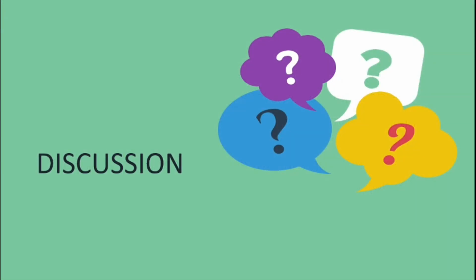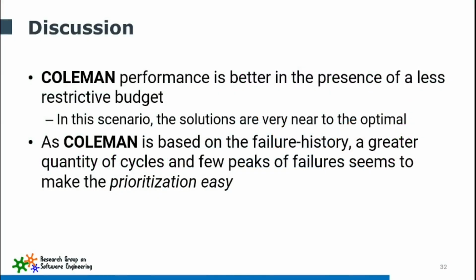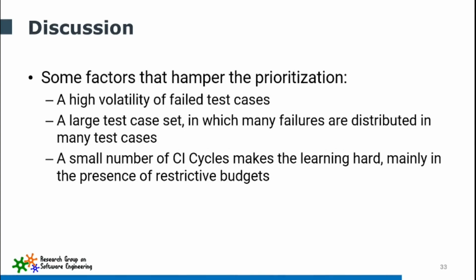Now we discuss the main findings, highlighting some research directions for COLEMAN in learning approaches. COLEMAN performance is better in the presence of a less restrictive budget, that is, in this scenario the solutions are very near to the optimal. As COLEMAN is based on the failure history, a greater quantity of cycles and few peaks of failure seem to make the prioritization easy. Some factors that hamper the prioritization: a high volatility of failed test cases, a large test case set in which many failures are distributed in many test cases, and a small number of CI cycles makes the learning hard, mainly in the presence of restrictive budgets.